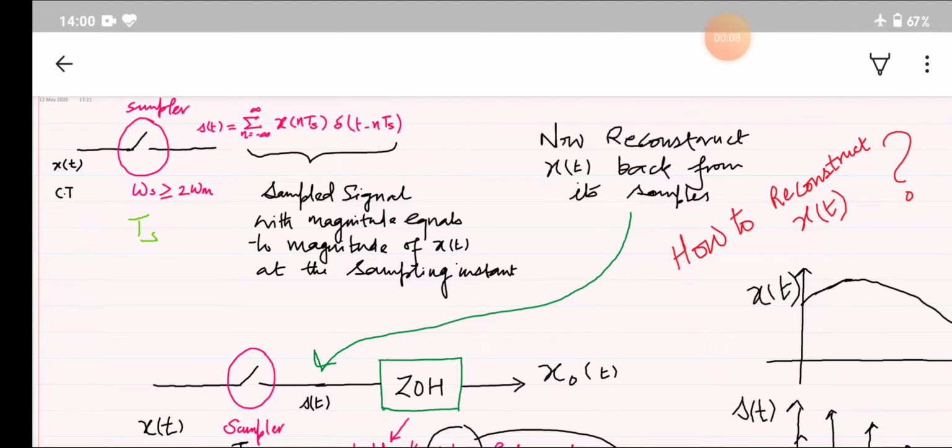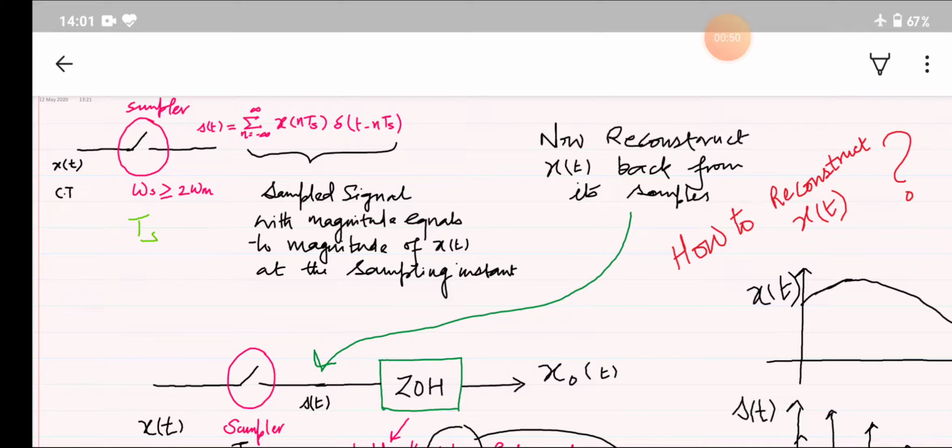In the previous video lecture, we have seen how a signal xt, which is in continuous time domain, is converted to its samples using a sampler, which you can see here in our first diagram. When the sampling frequency omega s is more than 2 times the maximum frequency content of xt, with a sampling time period of ts, we get a successful sampling.